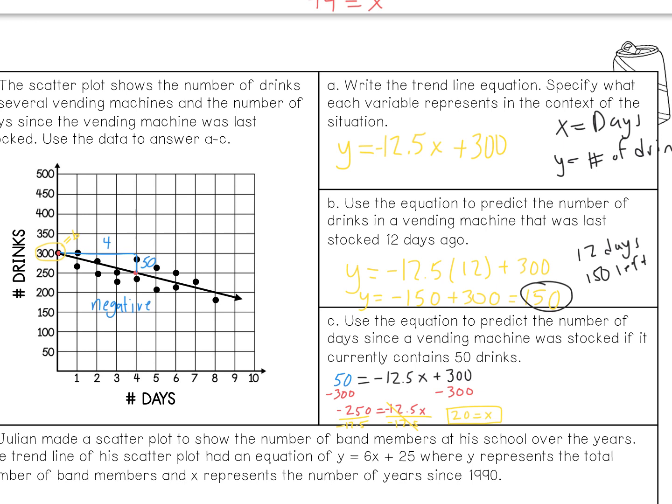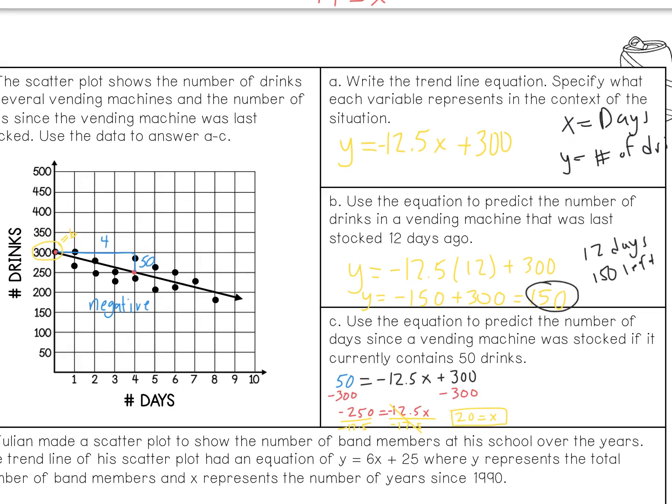Were most people able to get that one as well? Yes. Okay. And then the more difficult one is C because we have to solve for x, and x is on the side with all these numbers. So it says 50 drinks left, so I set it up. My y value 50 equals the equation negative 12.5x plus 30.